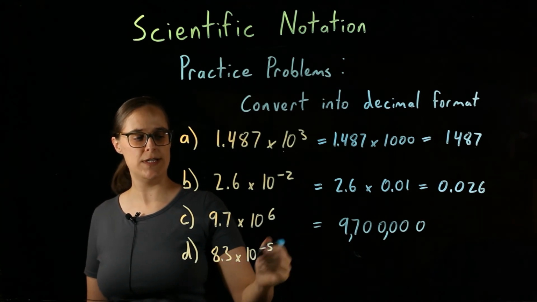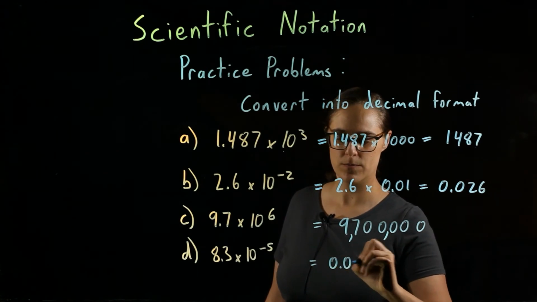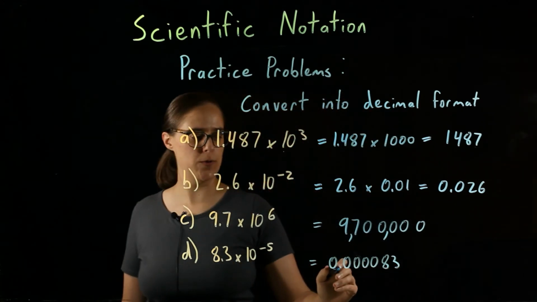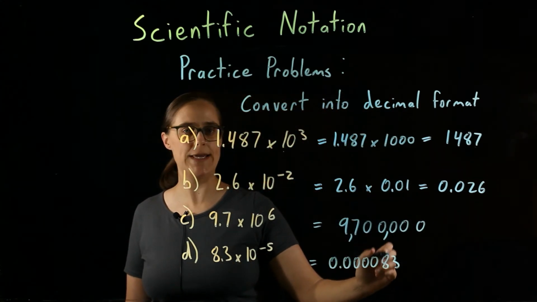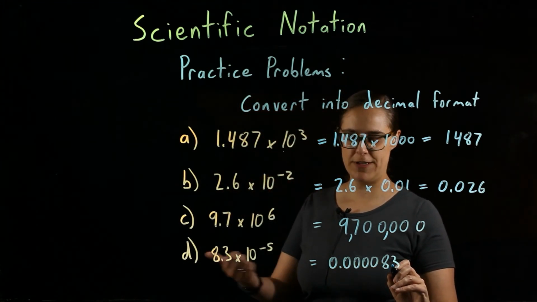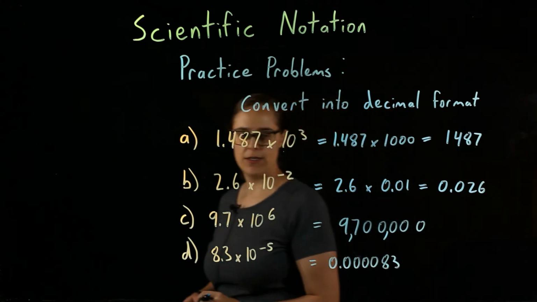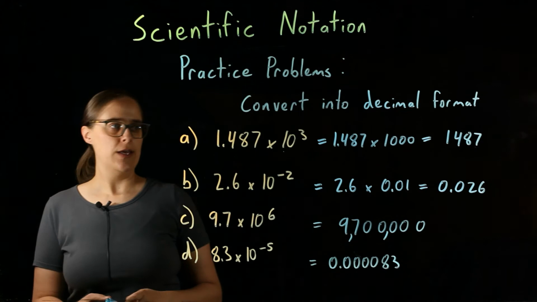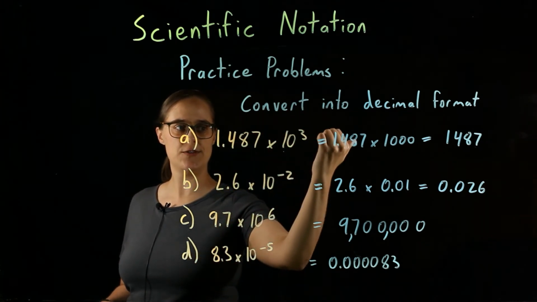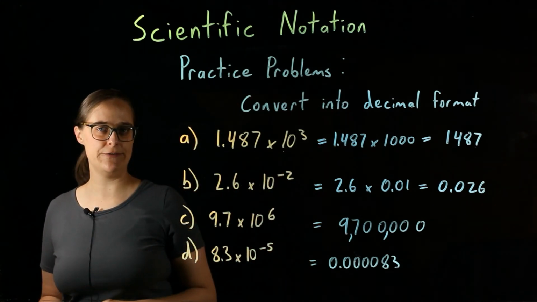We are going to need to move the decimal point 5 places to the left. 0.000083. So the decimal point was originally after the 8, moving it 5 places to the left. 1, 2, 3, 4, 5. So in the case of all of these, if the exponent was positive, we were moving our decimal place to the right. If the exponent was negative, we were moving our decimal place to the left.